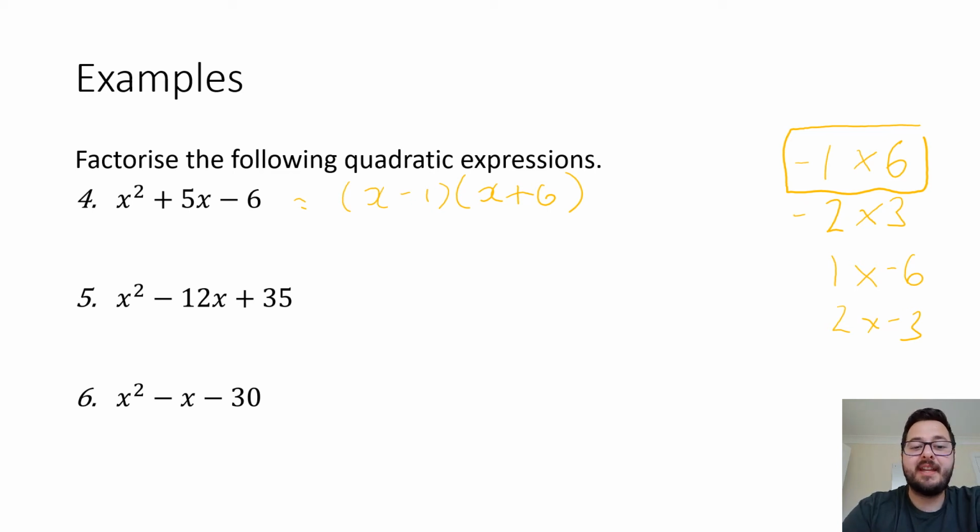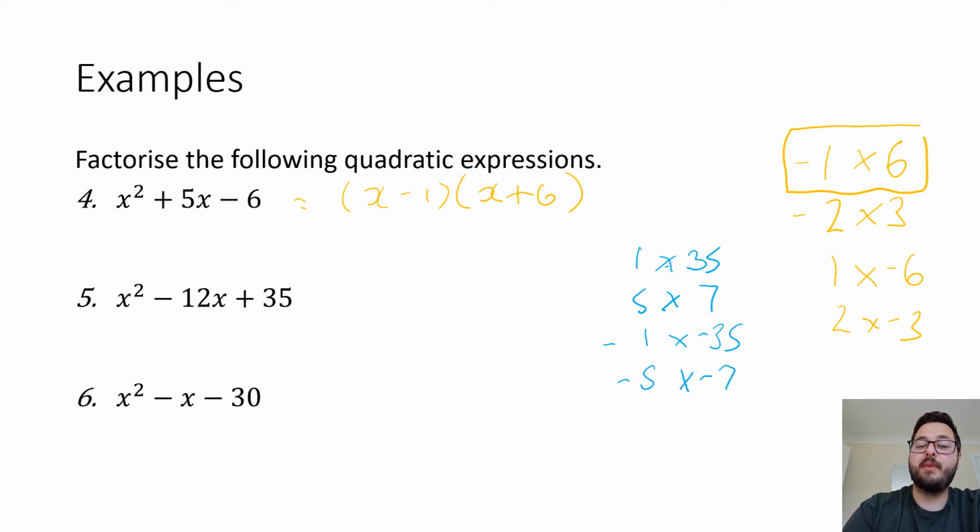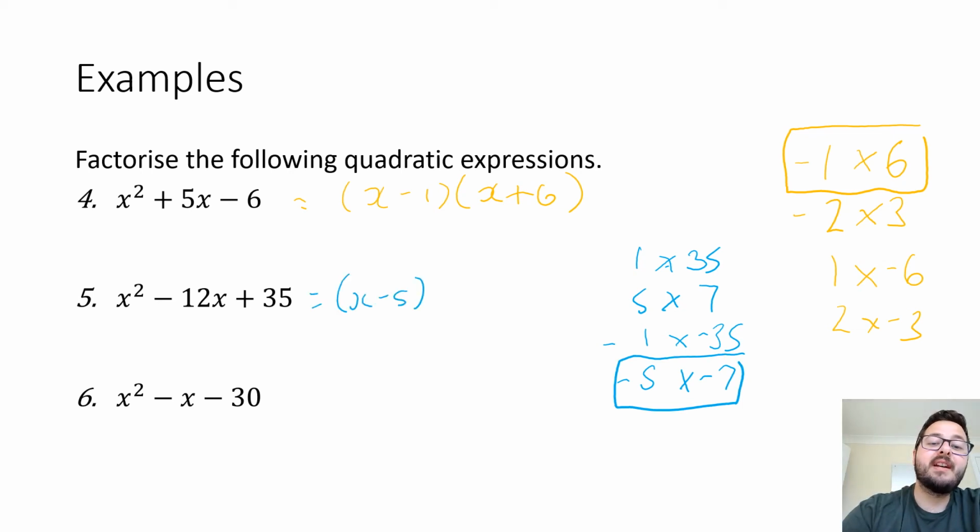So we want numbers that times together to make 35. Well, we've got 1 times 35 and 5 times 7. Now, none of this is going to work because we've got a minus number in front of the x. But we need to remember, actually, you can times 2 negatives to get a positive, can't you? So minus 1 times minus 35, that would also make plus 35. And minus 5 times minus 7 would also make plus 35. And that, to me, looks like the one that's going to give me minus 12. So this is going to be x minus 5, x minus 7.